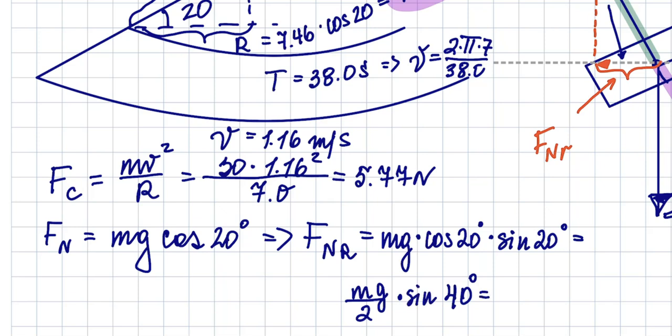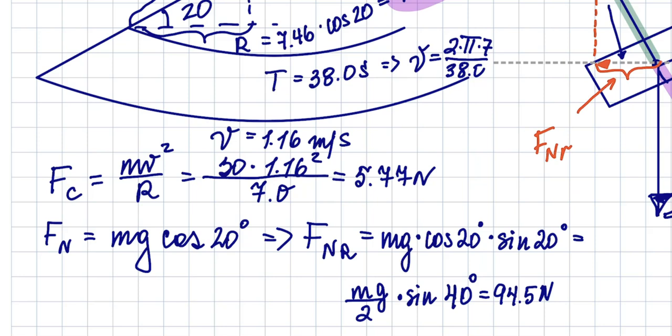And when I plug that into my calculator, I end up with 30 times 9.8 times sine of 40 degrees. That's 188. Oh, forgot to divide by 2. Divided by 2, 94.5. And that is going to be newtons. 94.5 newtons. So that is my F and R.